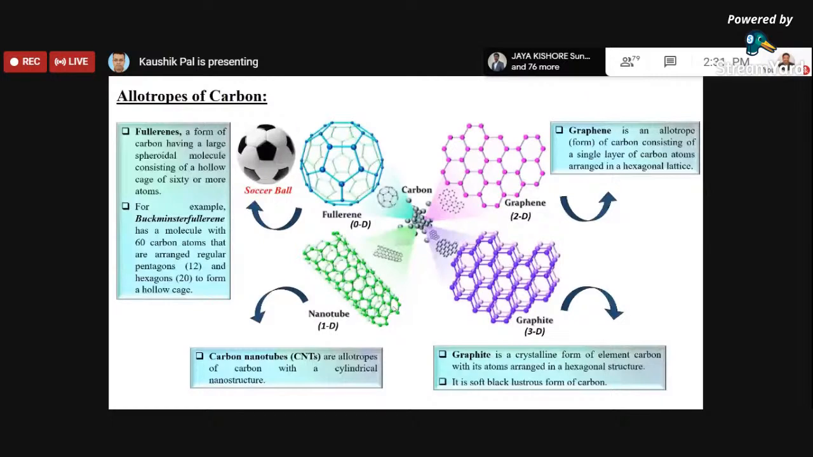Nanotubes are also of different types. Sometimes we call it a single wall nanotube, sometimes a multi-wall carbon nanotube, MWCNT or MWNT, and SWCNT or SWNT. Sometimes we call it a double layer nanotube also.